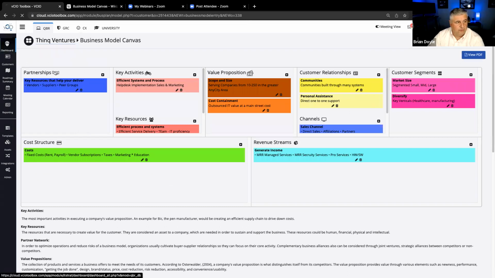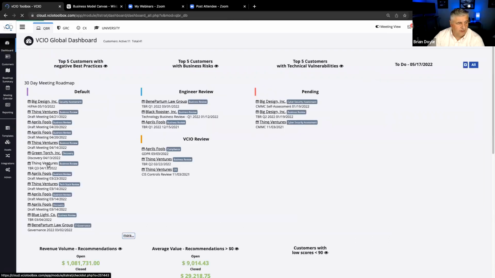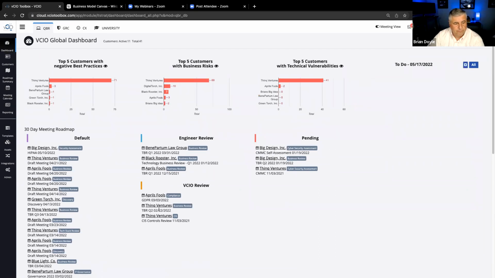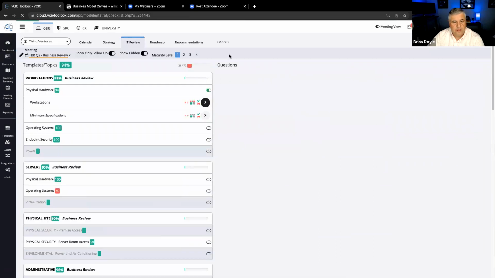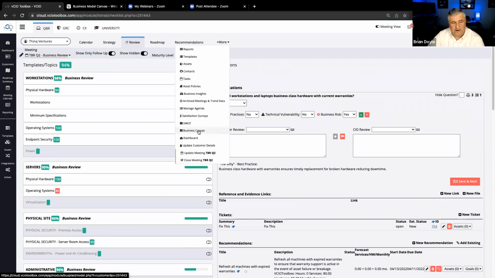Again, navigating to the business canvas is not difficult. If you go into your customer and head into an IT review, you will see the business canvas listed under the More button. And a little bit later this month, you will be seeing the new key account management module coming out, and the business canvas will be prominently displayed over there, so you can really get to it easily when you're looking at your customer records.